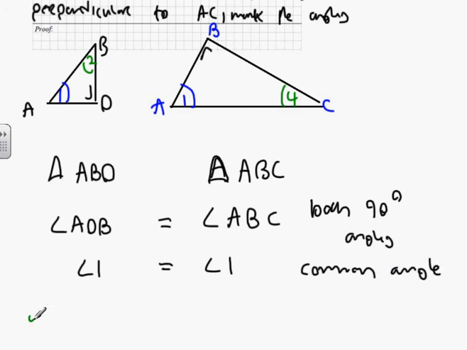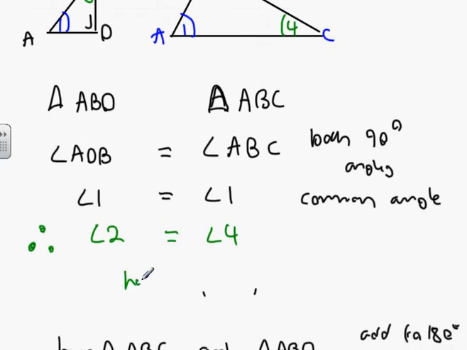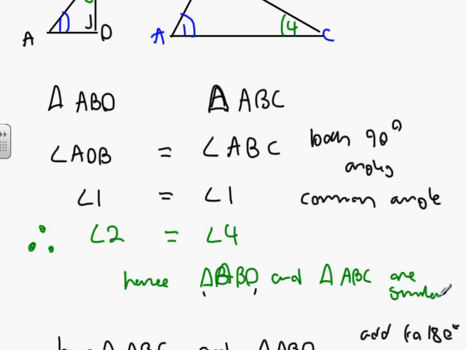See these 3 dots? Do you know what that means in maths language? Therefore, it follows that angle 2, which is in ABD. See the way I have to, on the ABD side, I have to choose angles and sides that are in it, equals angle 4. And then hence triangle ABD and triangle ABC are similar. Is that right? They're similar to each other.